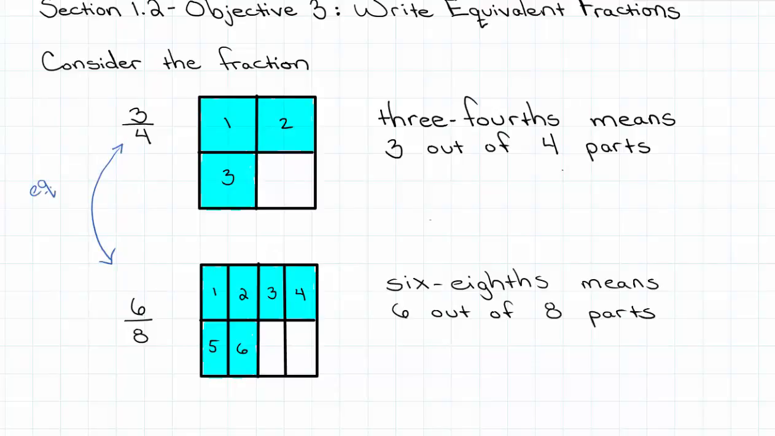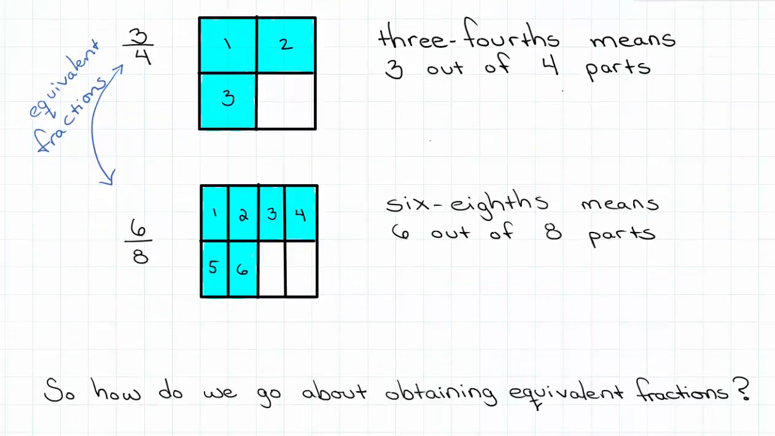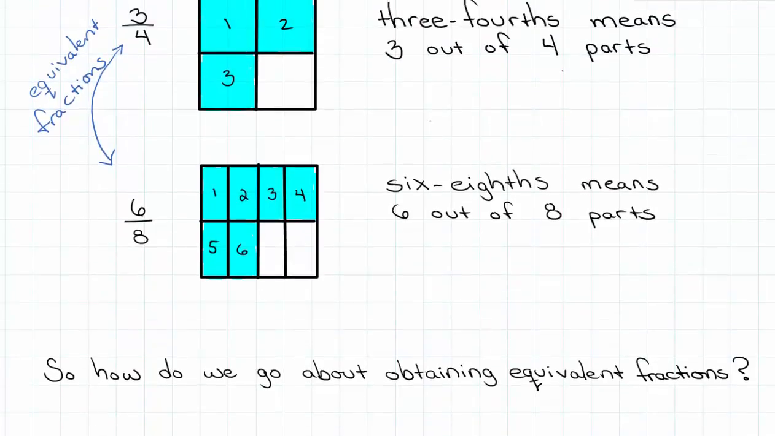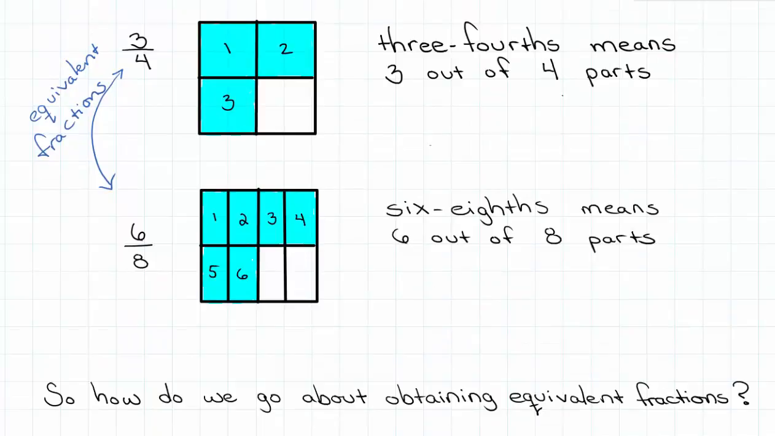These two fractions, 3/4 and 6/8, represent equivalent fractions. They represent the same amount. Even though it looks like we have different numbers there, we're still talking about the same amount. 3/4 is equal to 6/8. So how do we go about obtaining equivalent fractions? Well, let's look at the 3/4 and talk about how we could make that look like 6/8.